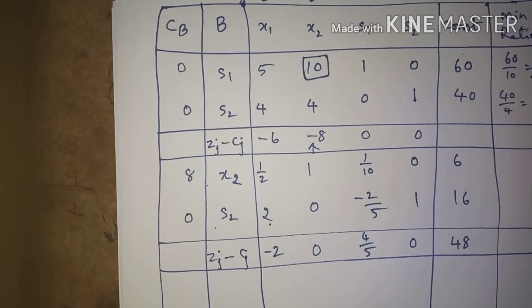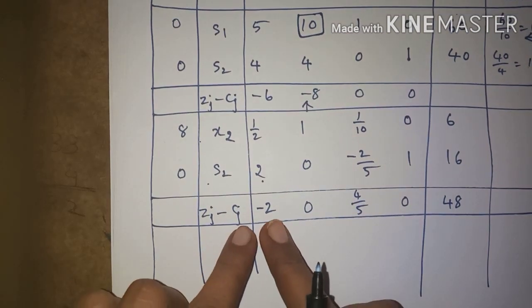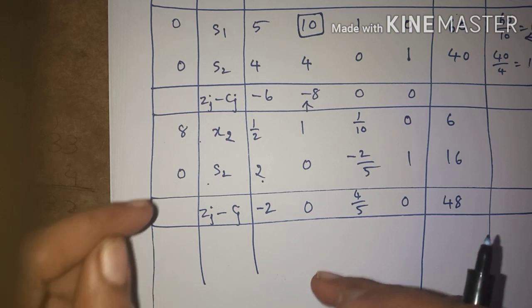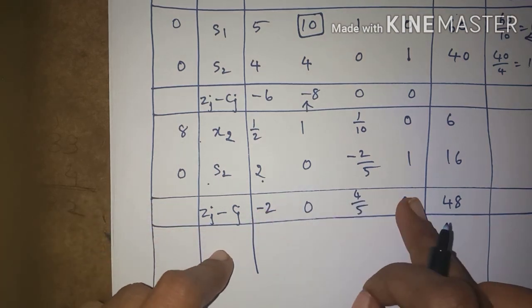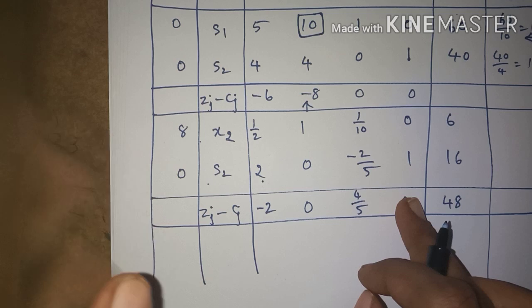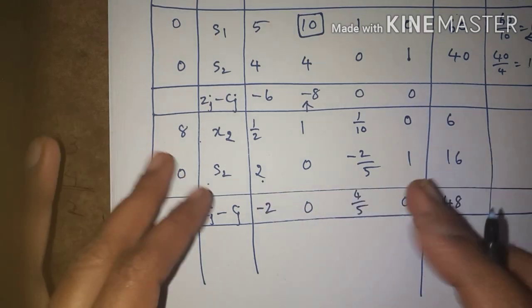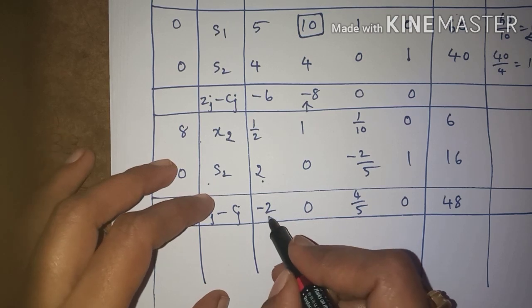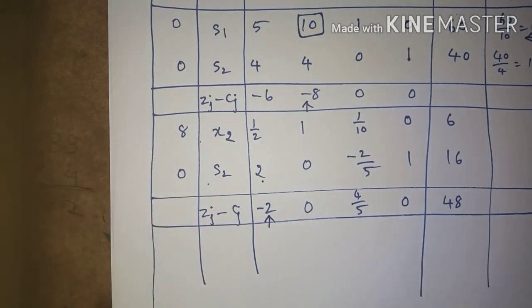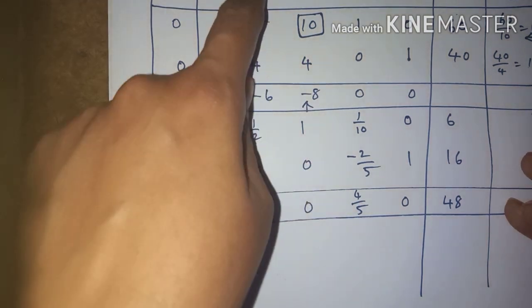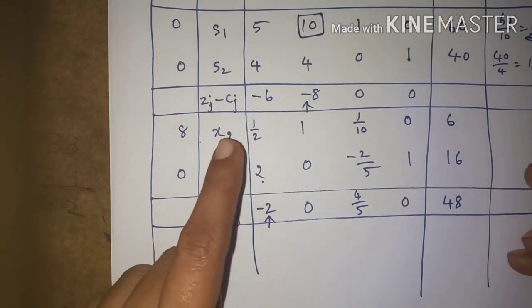Now if you observe the index row carefully, one negative symbol is there, minus 2 is there. That means we did not reach the optimal condition. The most negative value in the index row is minus 2. Put one arrow here. Coming to the minimum ratio, I choose the first column, the x1 column.